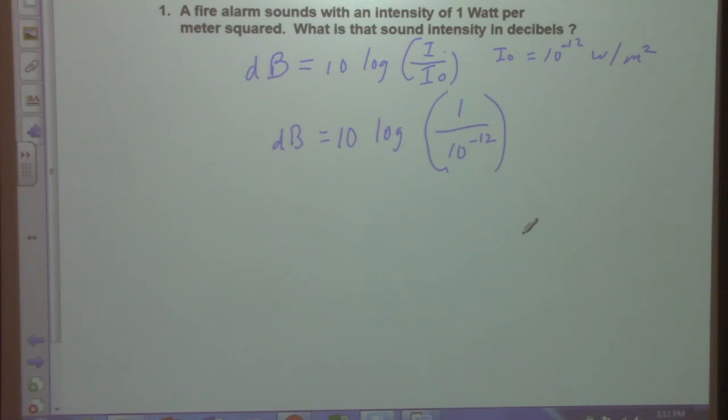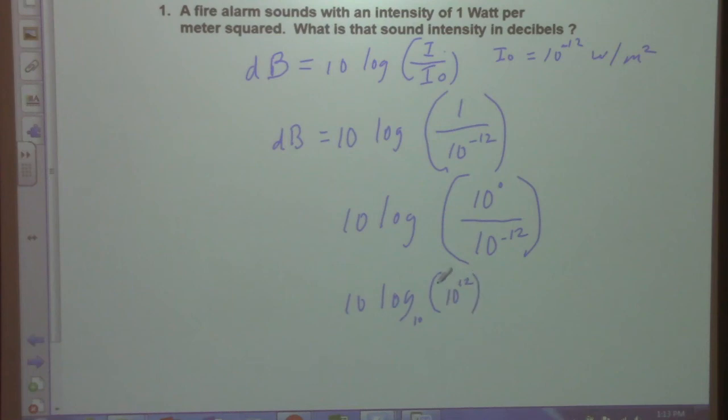Now the good thing about these types of logarithms is these are really pretty realistic to do without a calculator, many of them like this one, because 1 is 10 to what power? The 0. So this is going to be 10 to the 0 power over 10 to the negative 12 power. What's 10 to the 0 divided by 10 to the negative 12? 10 to the 12. So we have 10 log base 10 of 10 to the 12th power.